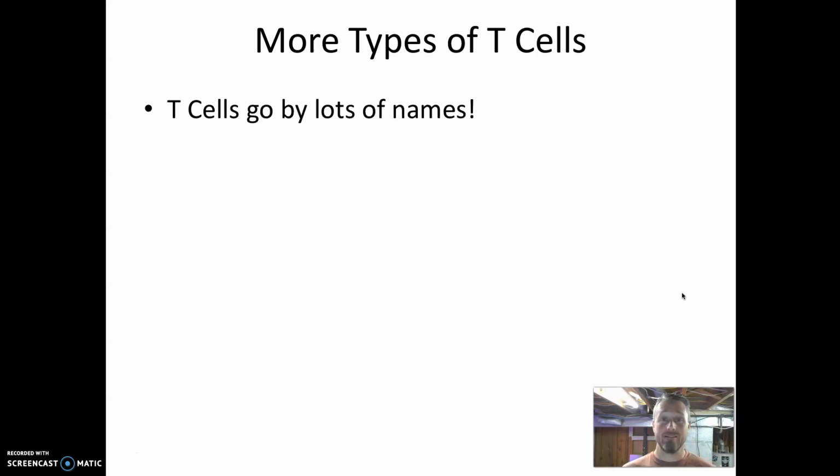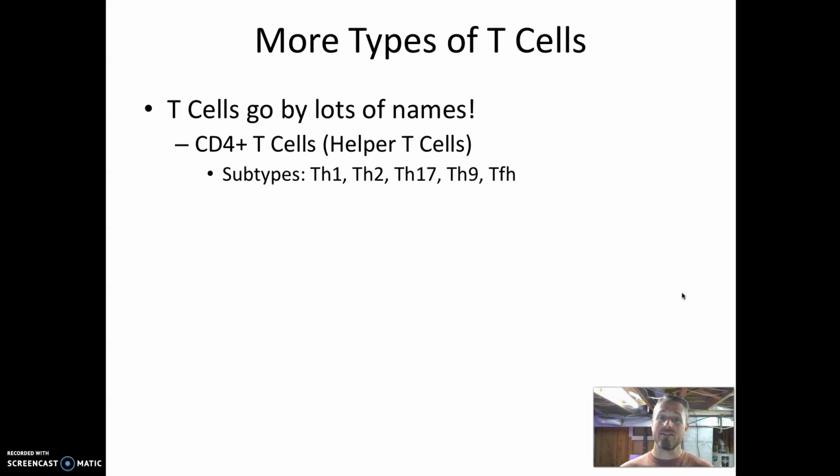So T cells go by lots of names. You might see CD4 plus T cells. That's another way of referring to helper T cells. But that's not where CD4 plus T cell types or helper T cell types end. There are also all sorts of subtypes, Th1, Th2, Th17, etc. Again, the roles of T cells are really specific, and there are actually lots of different types. We're simplifying in this class.